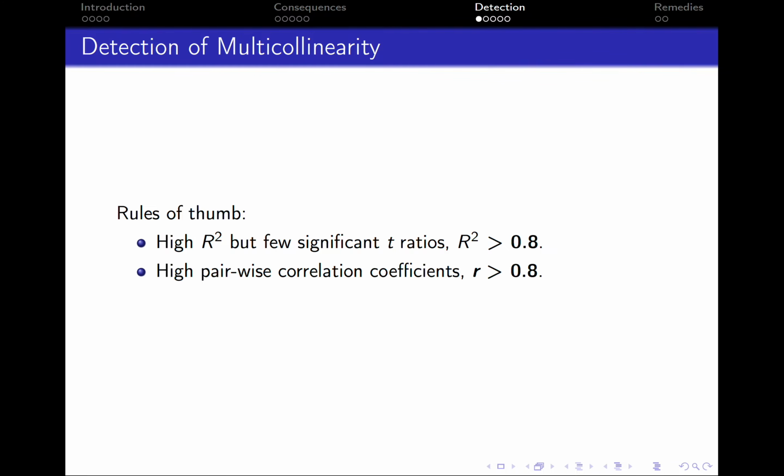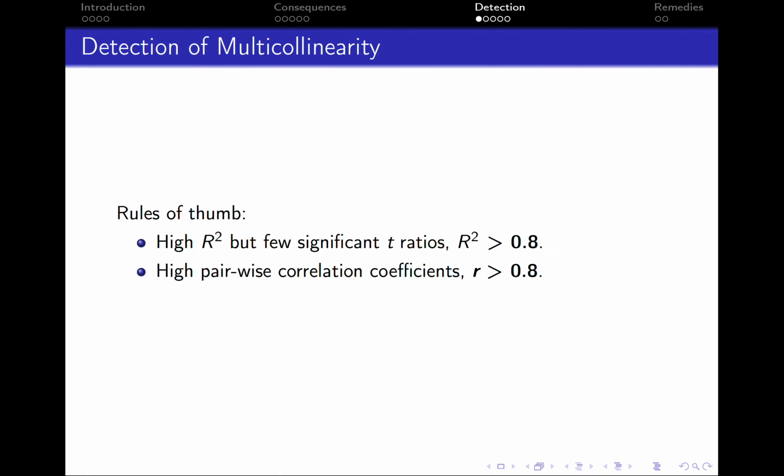As you can see, multicollinearity carries some consequences. Maybe they're not that significant, but they're still there and we don't really want to have them. Therefore, we need to know how to detect multicollinearity. So there are a number of rules of thumb. Some of them I mentioned on this slide.